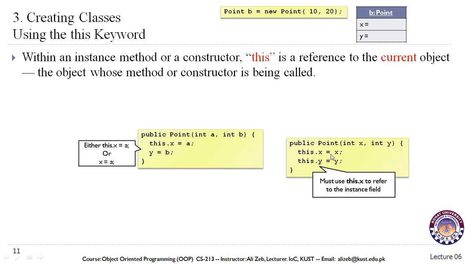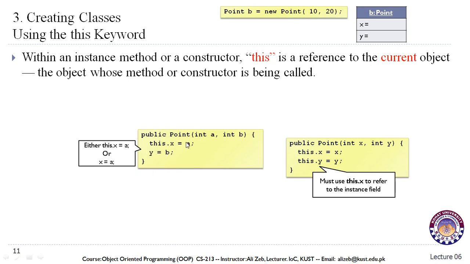Now if I do not use this keyword over here in this situation, I will have a problem: there will be a situation of self-assignment. That is, I will be assigning the local variable to itself, and the reason for that is the local variable takes precedence over the instance variable if they have the same name.